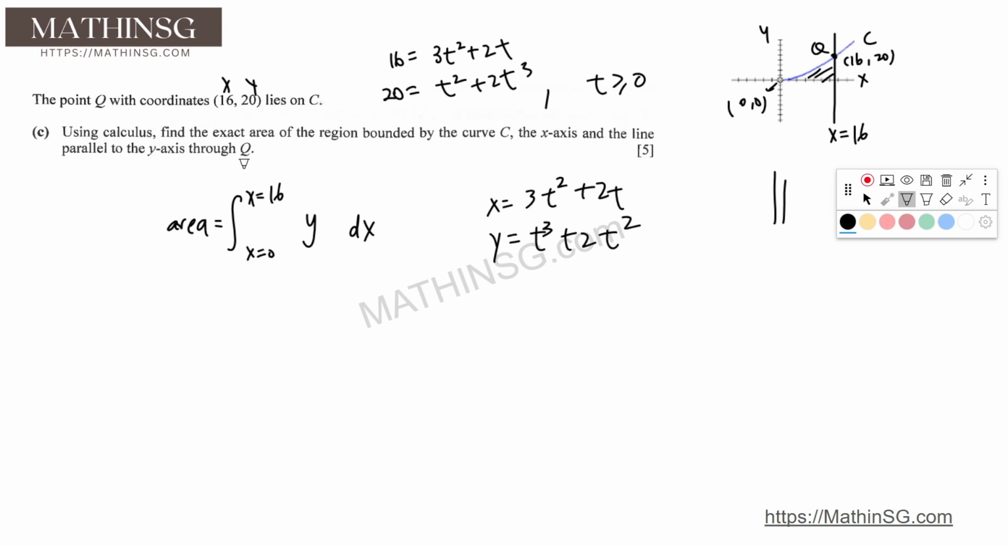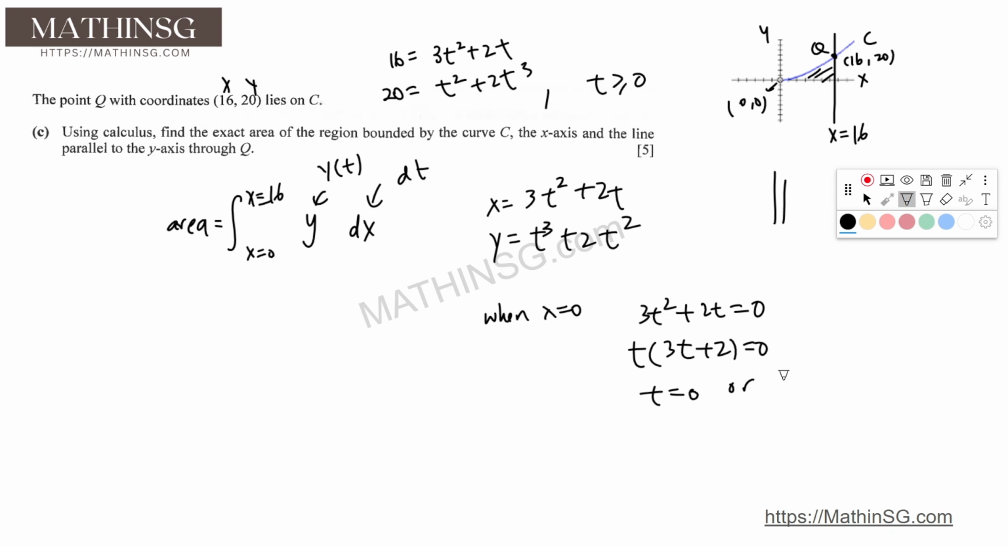So what do I need to do? Well, I need to change all these to t because y is in terms of t. So I need to integrate in terms of dt, and these limits here need to change to t also. So when x is 0, 3t squared plus 2t is equal to 0. So let me factorize it. I know that t equals 0 or t equals negative 2/3. And we are also given at the start of the question that t is greater than or equal to 0. So I'll reject t equals minus 2/3. So I know that when x is 0, t is 0.